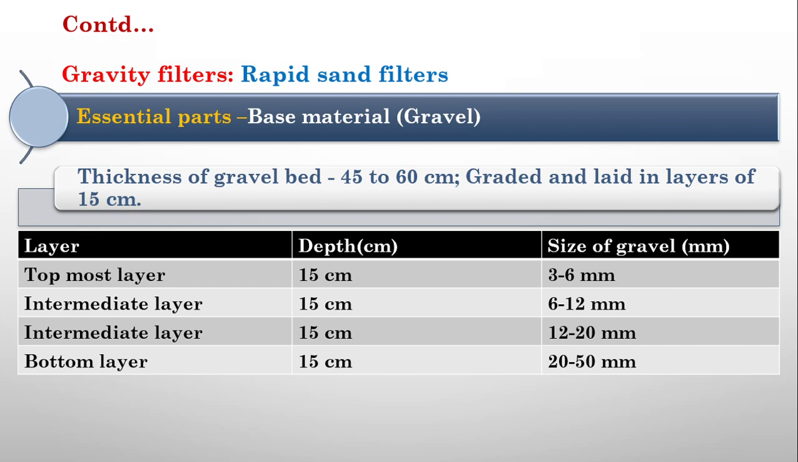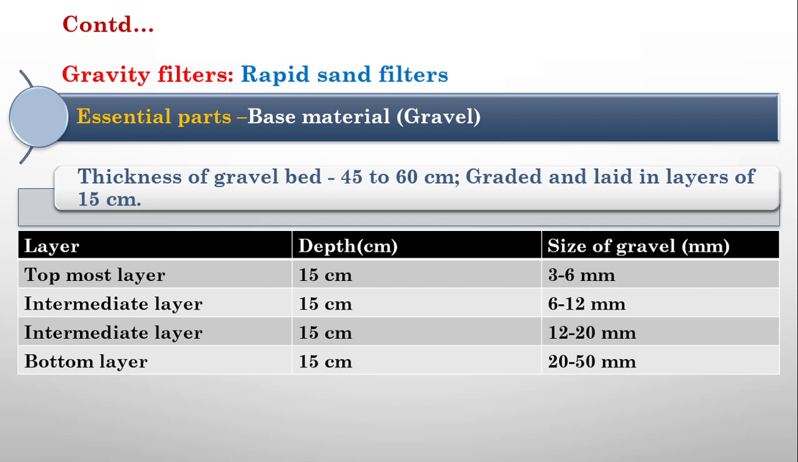The third part of the rapid sand filter is the base material. As we have discussed earlier in the slow sand filter, the base material is gravel. Its thickness is 45 to 60 centimeter. It is provided in layers of 15 centimeter. Different layers will be provided. Smallest particles will be provided at the bottom and large particles at the top.